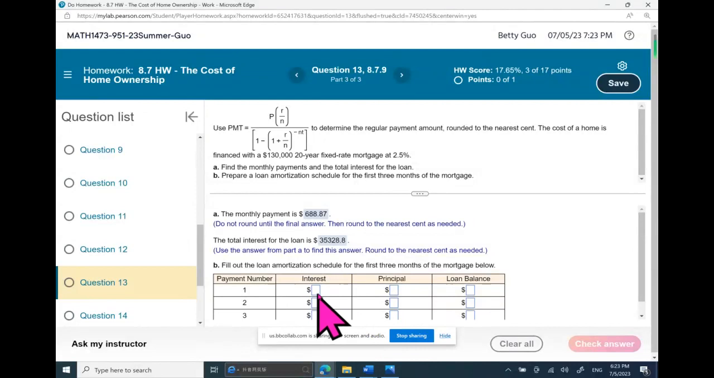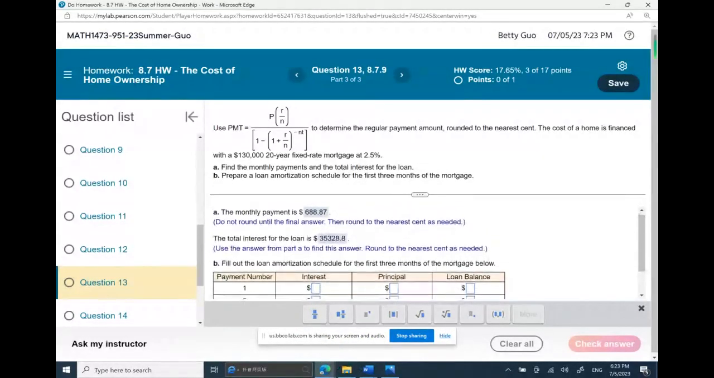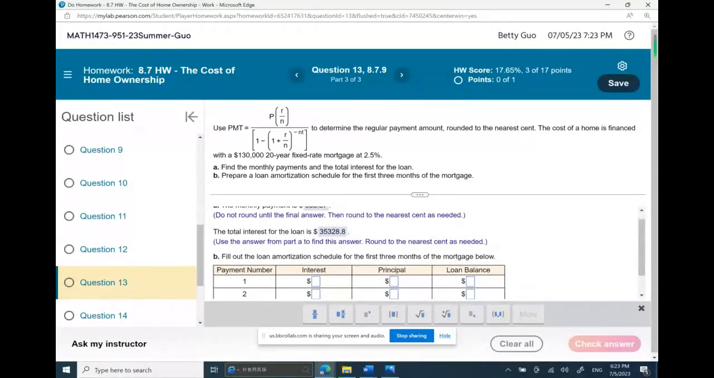Okay, so let's see the first payment: payment number, interest, principal. For interest, we're going to use the original loan amount, multiply by the annual interest rate, and then divide by 12. Does that make sense? We are not going to find the monthly interest rate and write it down. So we multiply the loan amount by the annual interest rate and divide by 12, and we have the interest for that month.